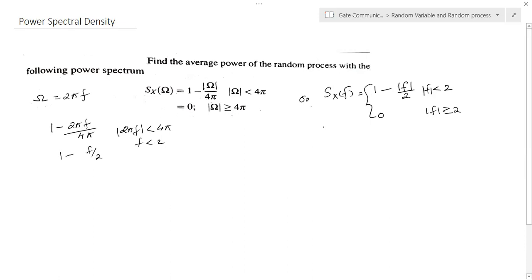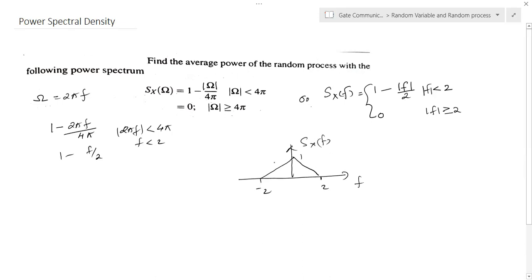Find the average power of the random process with the following power spectrum. The power spectral density is given in f. If you plot the waveform, it will be like this. It exists from -2 to 2, and it's a triangular waveform.